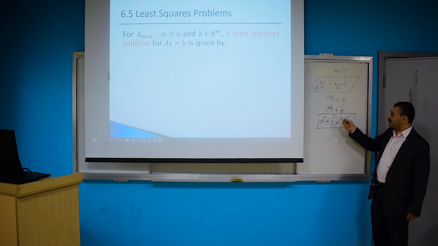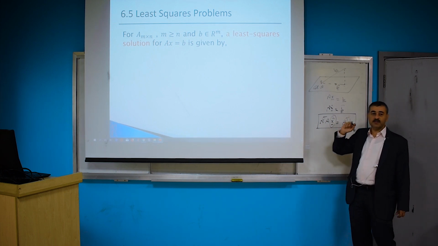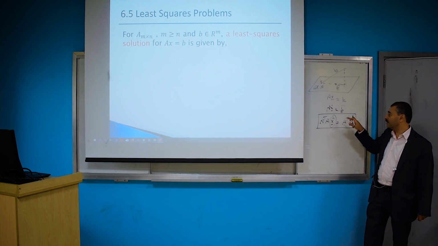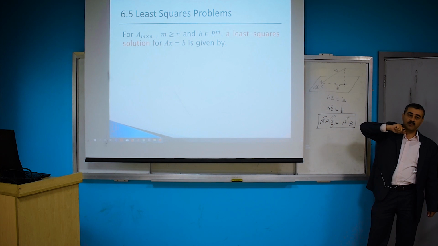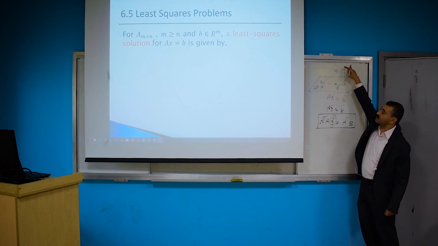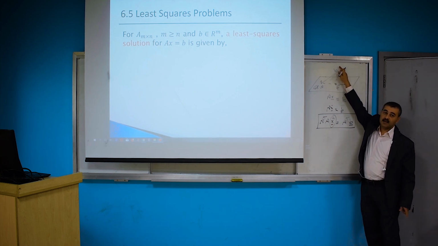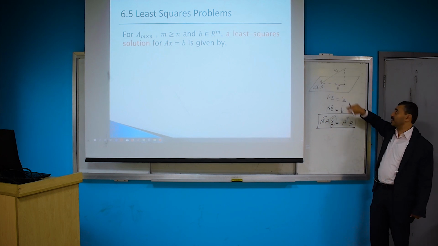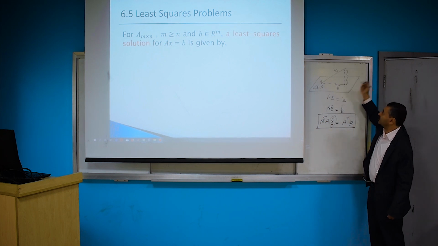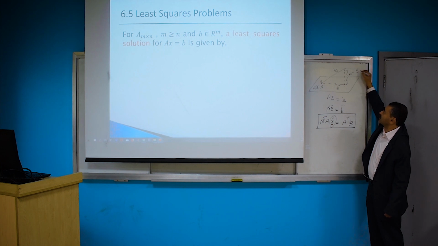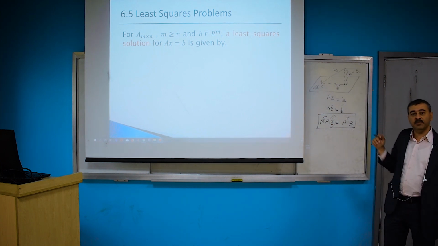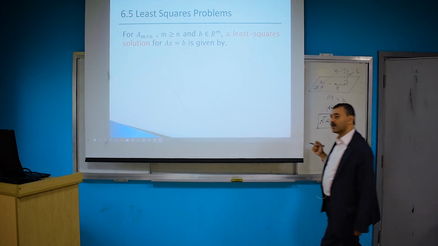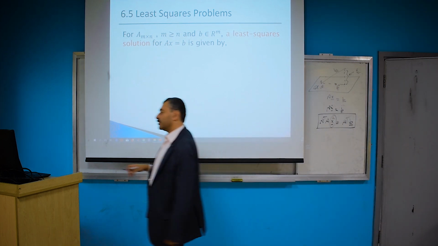So x hat is the solution actually for this equation, A x hat equal b hat, which is the projection of b onto the column space. And b hat is the closest vector to b, lies in the column space. And this is actually usually denoted as epsilon vector, the difference between b and its projection onto the column space of A. Okay?